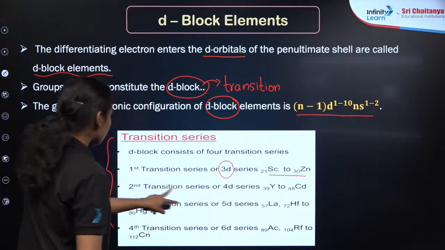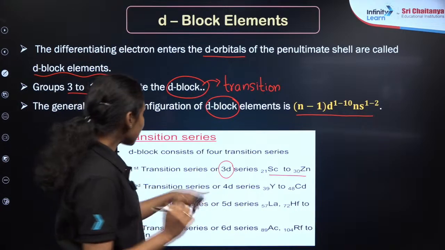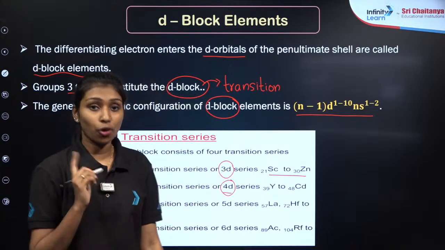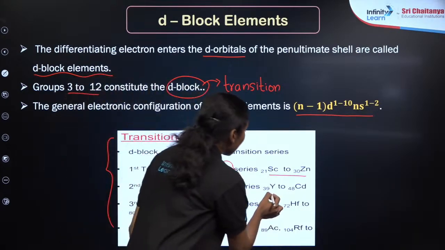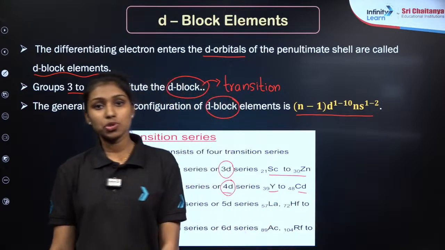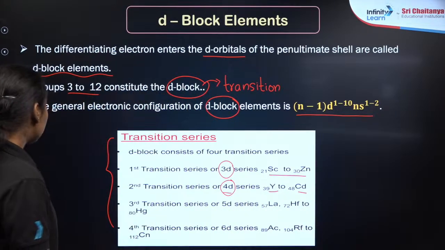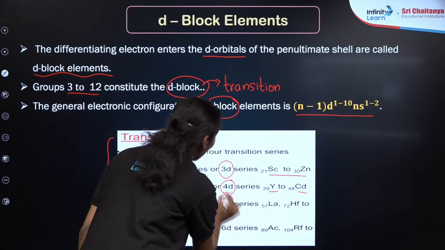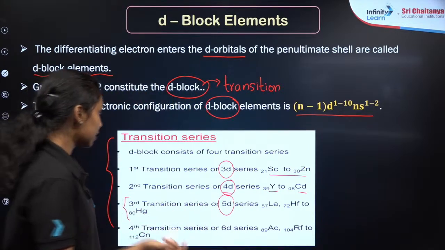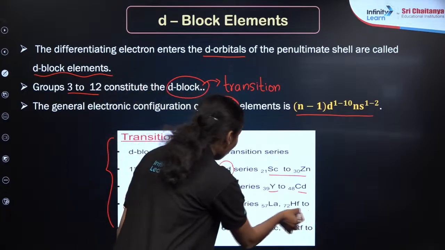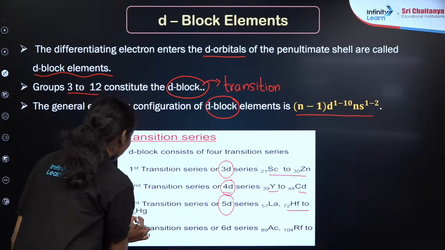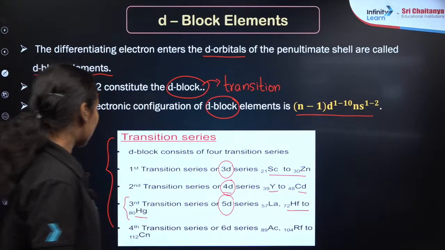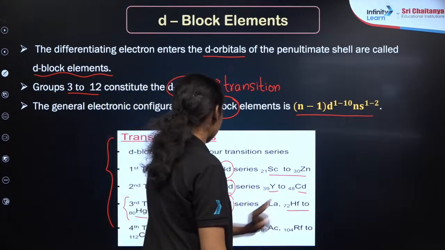Similarly, in the case of the second transition series, the last electron always enters into the 4d subshell, right? Therefore, it is also known as the 4d series, starting from yttrium to cadmium. Then the third series, otherwise known as the 5d series, in which the last electron always enters into the 5d orbital, starting from hafnium to mercury, including our lanthanum. This is the third transition series.